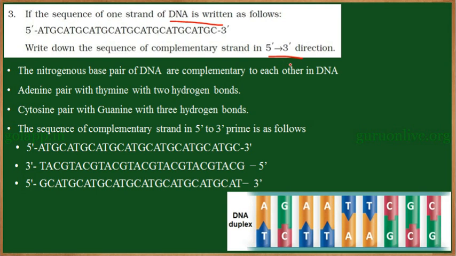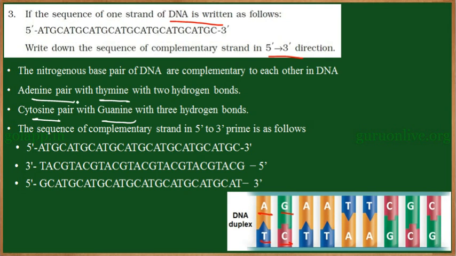to 3 dash direction. So in the previous question we have learned that the nitrogenous base pairs in DNA are complementary to one another. For every adenine there would be thymine. For guanine there would be cytosine. So that means always adenine pairs with thymine and cytosine pairs with guanine. And these two nitrogenous base pairs are held together by hydrogen bonds.